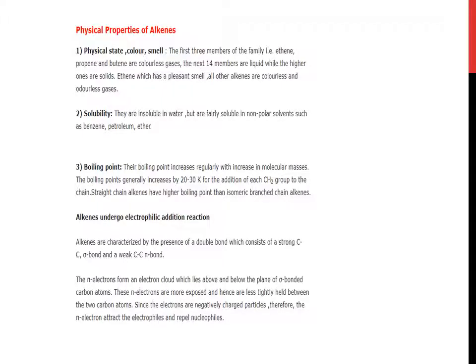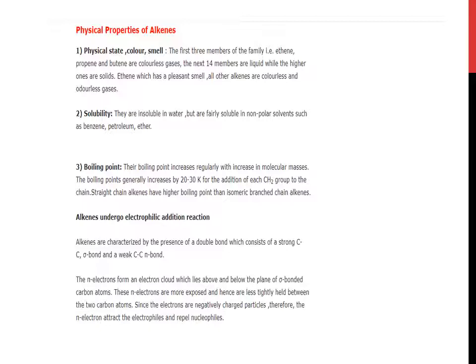Physical properties of alkenes. Number 1, physical state, color, smell. The first 3 members of the family, that is ethene, propene and butene, are colorless gases. The next 14 members are liquid, while the others are solids. Ethene has a pleasant smell. All other alkenes are colorless and odorless. Next point, solubility. They are insoluble in water but are fairly soluble in non-polar solvents such as benzene, petroleum, ether. Third point, boiling point. Their boiling point increases regularly with increase in molecular masses. The boiling point generally increases by 20 to 30 Kelvin for the addition of each CH2 group in the chain. Straight chain alkenes have higher boiling point than isomeric branch chain alkenes.